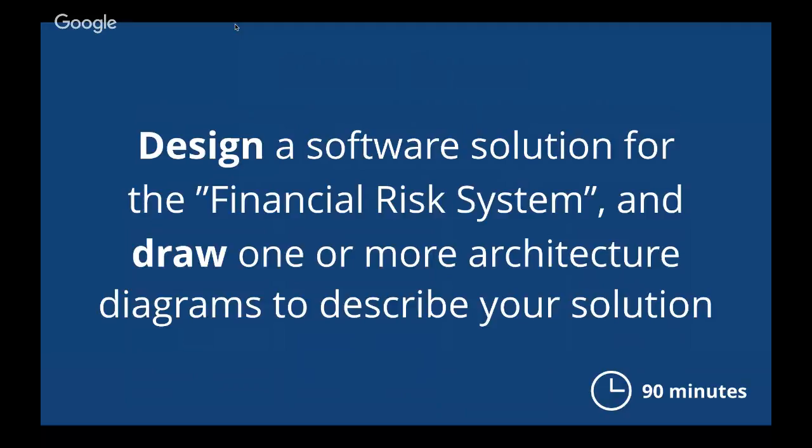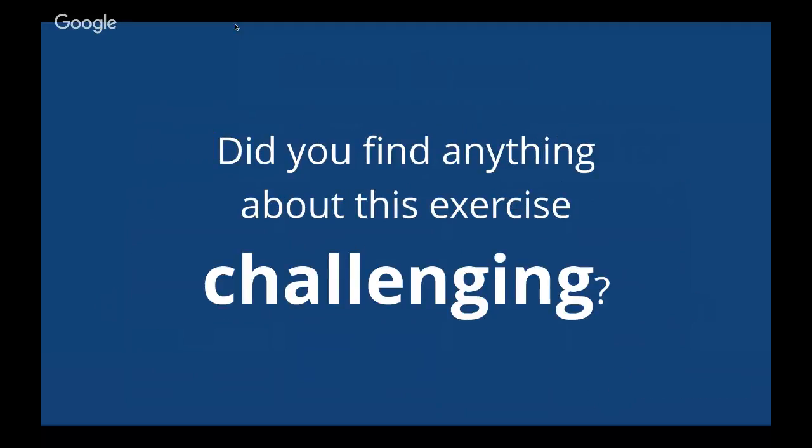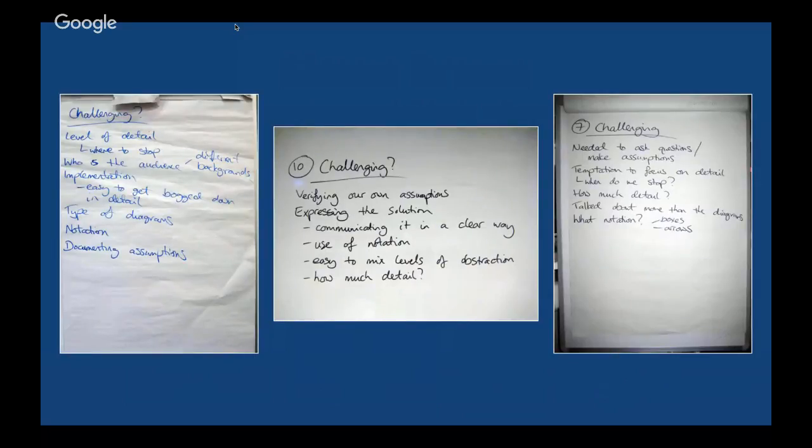This seems like a fairly easy thing to do, but it turns out that it's actually really tricky in the real world. And so I asked people, what did you find specifically challenging about doing this exercise? And they always say things, well, we're in a classroom, we need to verify our assumptions and all that sort of stuff. But in terms of expressing the solution itself, we're not really quite sure how to do that. So we're not sure what types of diagrams we should be drawing and what notations we should be using and what level of detail we should be going down to, and so on and so forth.